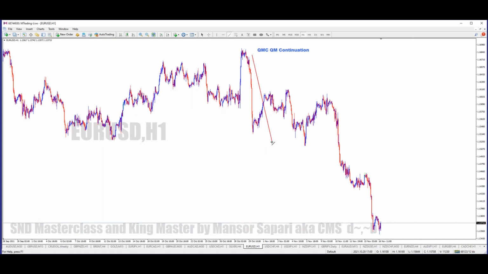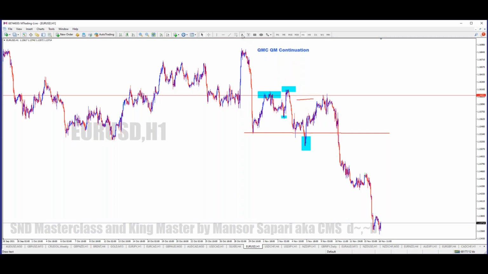QM continuation is a QM that follows trend. For example, you have a price move very, very big over here, and then price making a new lower low. So you can see clearly that it is a downtrend, right? Because price is making a lower low, and then price retraces. If you look to the left, what do you see over here? We have left shoulder, and then we have head. It is like head and shoulders. So we have high, low, higher high, lower low.